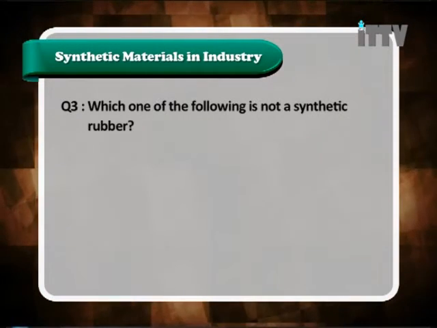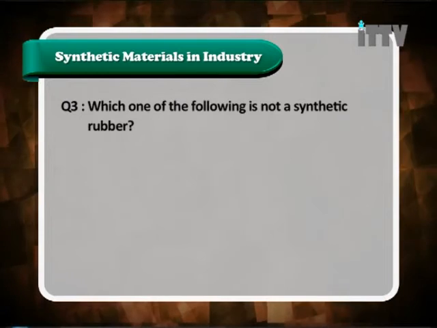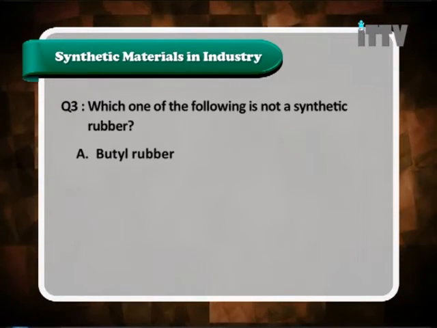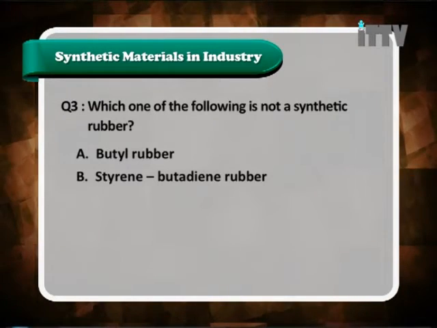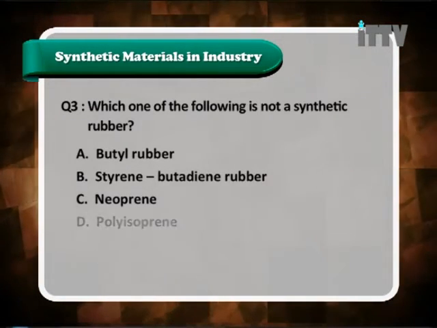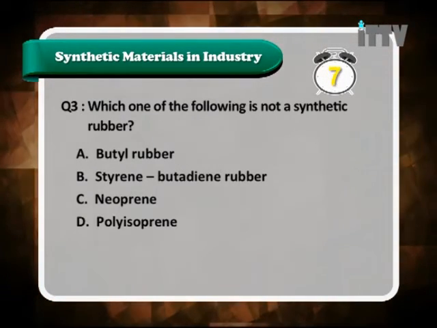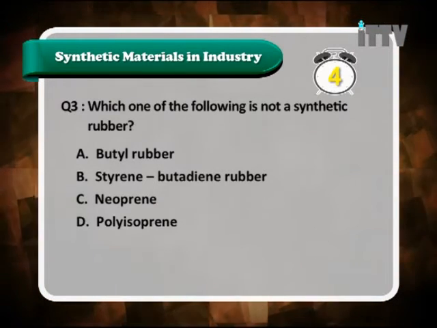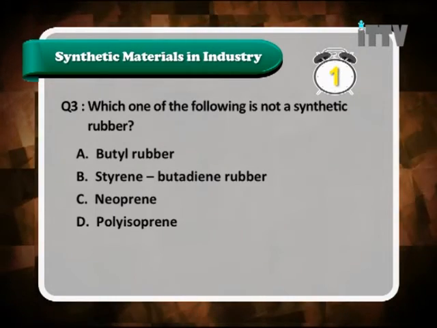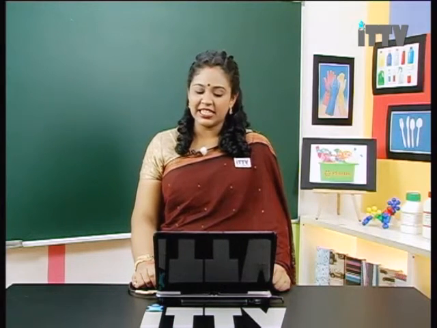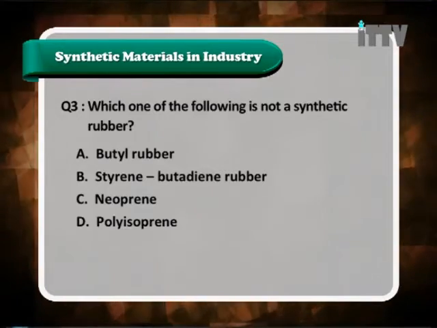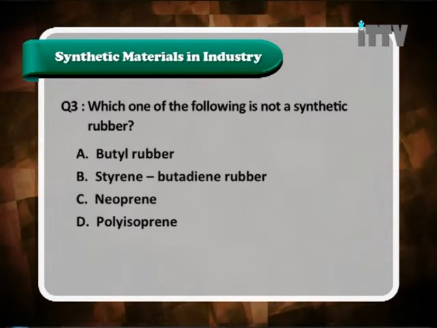Let's look at question 3. Which one of the following is not a synthetic rubber? A. Butyl rubber, B. Styrene butadiene rubber, C. Neoprene, D. Polyisoprene. So the question actually says not a synthetic rubber. Now let's look back into the question. A, B and C are actually synthetic rubbers. So ABC is not the answer because the question actually says not a synthetic rubber.